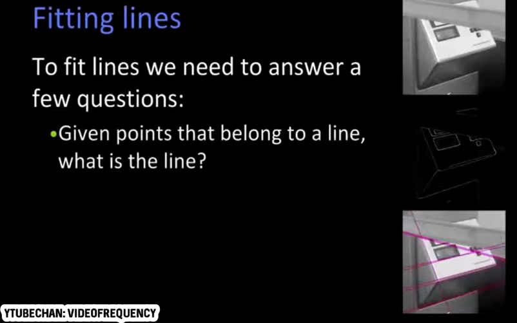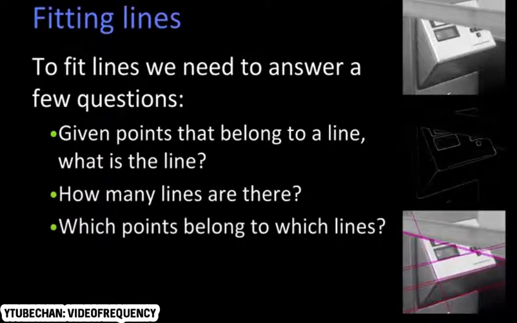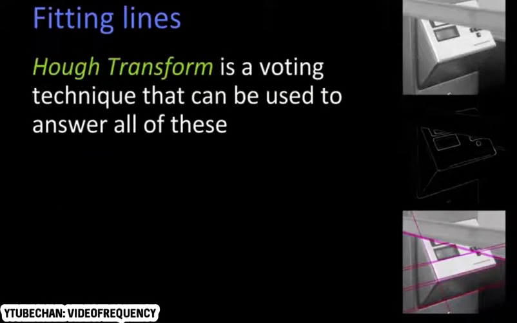First of all, given points that belong to a line, what is the line? That is, which line are they picking? How many lines are there? And which points belong to which lines? Now, we're mostly going to focus on the first question for this lecture, and in fact, most of what we'll do, but extensions to what we're talking about make it easy to do questions 2 and 3 as well.